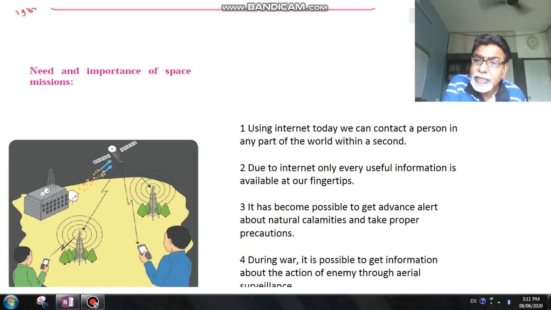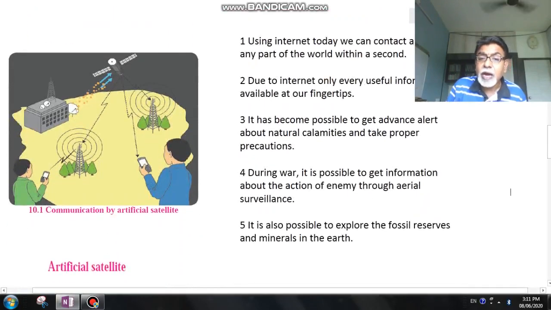Third one, look at here. It has become possible to get advance alerts about natural calamities and take proper precautions. Now it has become so easy. If a cyclone is coming, then advance alert is received about 3-4 days ahead, and so we can take necessary precautions to save our life and our property, and this is possible because of what? Our space missions. During war, it is possible to get information about the actions of the enemy through aerial surveillance. This was not so easy earlier. We can do aerial surveillance.